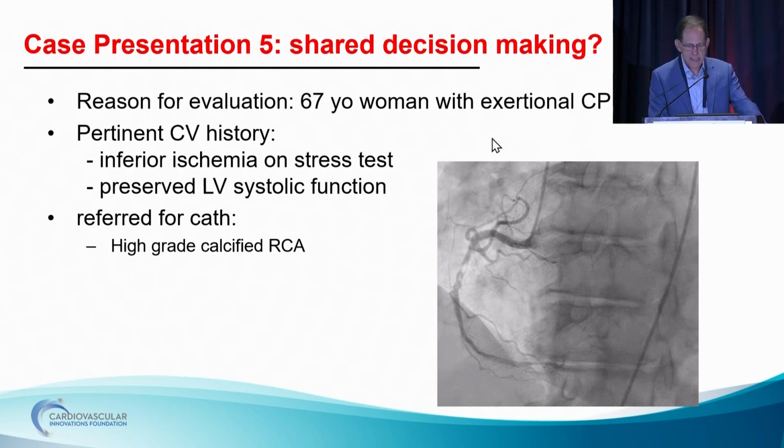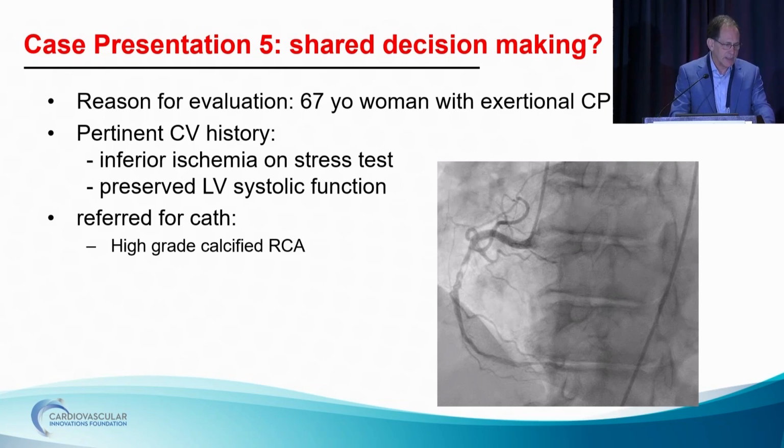And then last case, take some time for questions. This is to represent shared decision-making. 67-year-old lady with exertional chest pain. Pertinent history, she's got inferior ischemia on a stress test. She's got preserved LV systolic function. She's on some medical therapy. She's referred for cath. What do we find?